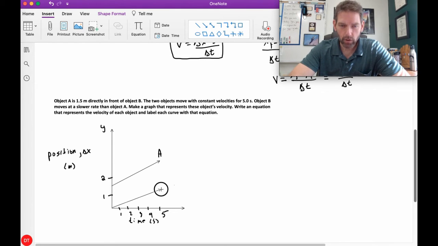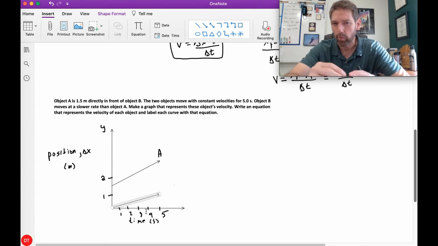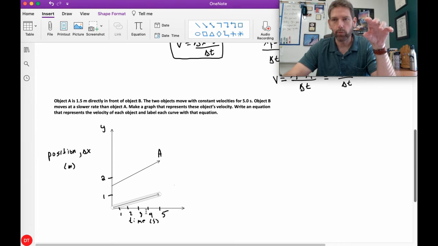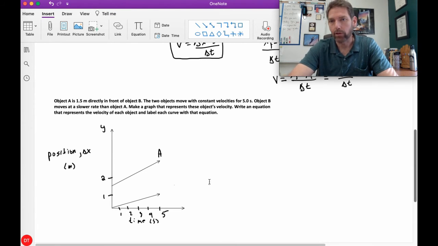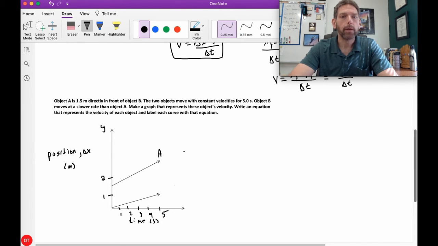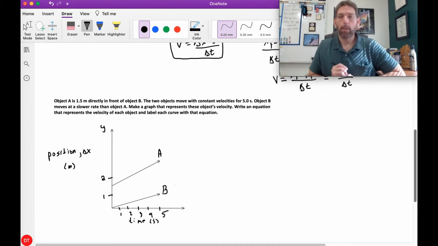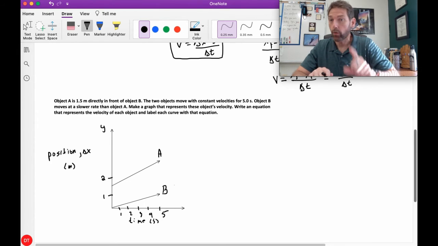So if it's moving at a slower rate, I'm going to bring that down. You can see that angle right there. You can see this looks at a slower rate. It's not sloping quite as much. We don't have the exact numbers, but conceptually, what we're doing is trying to get this to actually match up. All right, so let's go back to our draw feature, and let me put B right here.